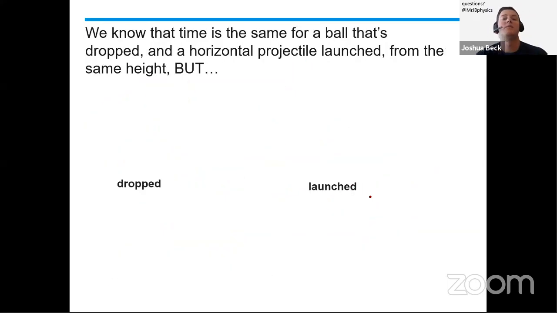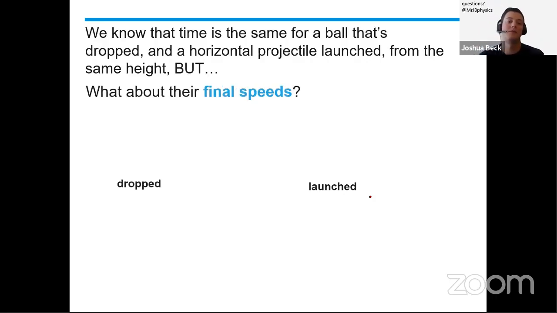Now we know that the time is the same for a ball that's dropped and for one that's launched horizontally, because they're both falling the same distance with the same vertical acceleration and the same starting vertical velocity. But what about the final speeds? Well, the final speeds are not going to be the same.